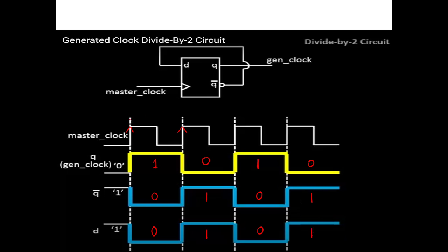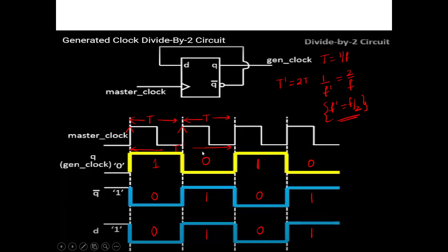So here, what is happening? Let us take this clock cycle as T, and the Q output clock cycle, let us take T dash. So T dash equals 2T. We know that time and frequency are reciprocal, so 1 by F dash equals 2 by F. Taking the reciprocal, F dash equals F by 2. So this circuit is acting as frequency divided by 2. Did you understand how I am analyzing? Any doubts or queries in this?